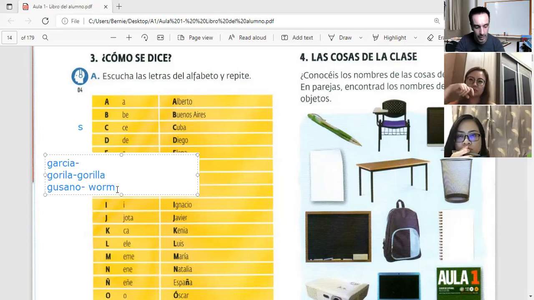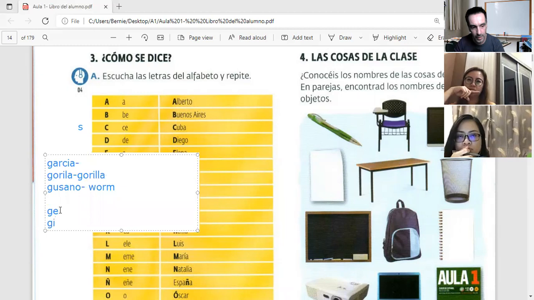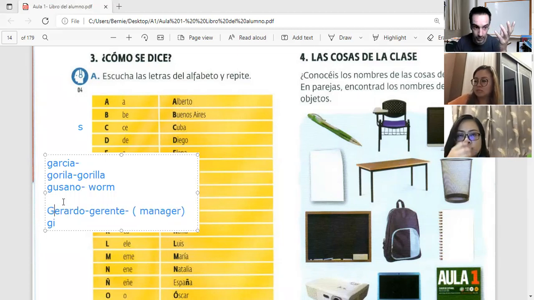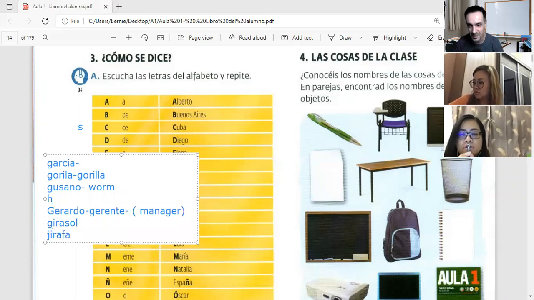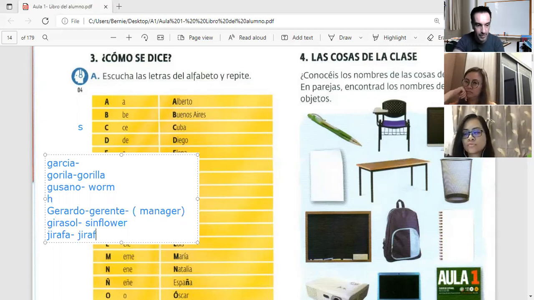But later on, we have GE and GI. Gerardo or gerente. Gerente is manager. Gerardo is a name. So it sounds like an H in English, right? Yeah, sounds like a J, correcto. Very good, good point. Girasol. If I say jirafa, giraffe, it sounds the same. Girasol is sunflower. Just to give you the pronunciation. Jirafa is giraffe, but it still sounds the same.